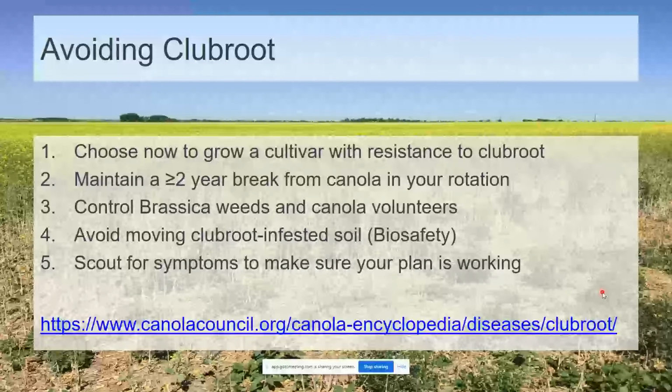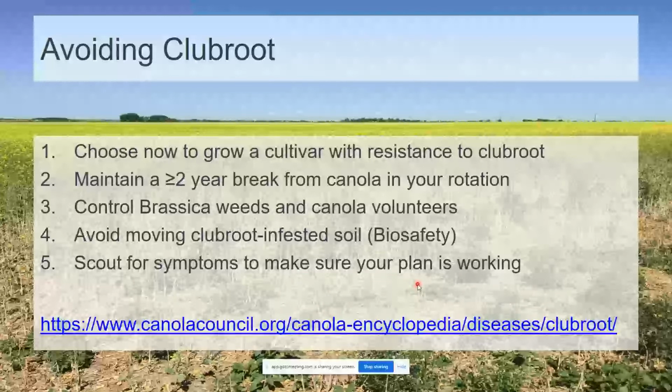So if you're not aware of clubroot being present, you want to be really careful about what soil comes from areas that you either don't know what the clubroot status is, or especially if you know it's coming from an area that has clubroot, you want to be really careful not to bring that soil onto your farm. And then finally, you have to be scouting for symptoms to know if this is working, okay?